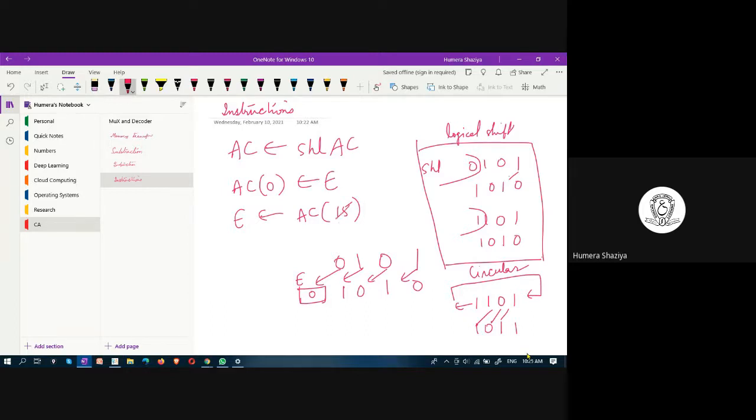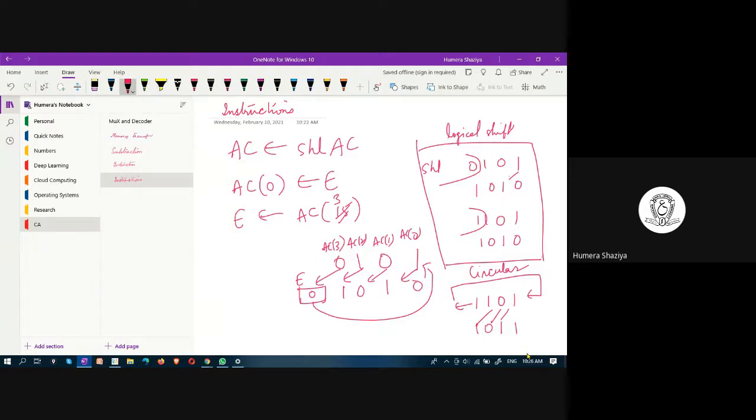Here you consider AC of 3. Instead of taking a large number, I have taken a small number. This is AC of 0, this is AC of 1, this is AC of 2, and this is AC of 3. So this third bit went into E and then entered back in 0th place.